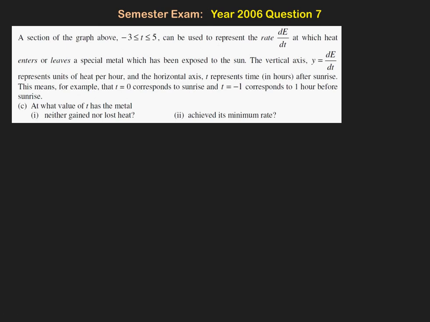Now read about this. The function can be used to represent a rate of energy with respect to time, dE/dt. But now we have a new interval from -3 to 5, and all this part about sunrise and so on. At what value of t has the metal gained neither gain nor lost heat? It means we are being asked when the rate of change of energy is 0. There's only one such point. You look at the diagram.